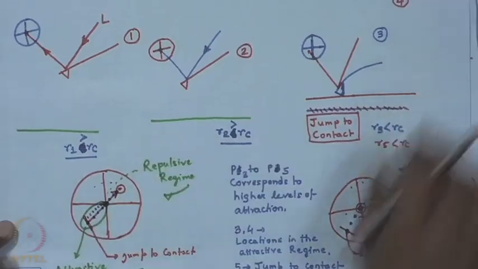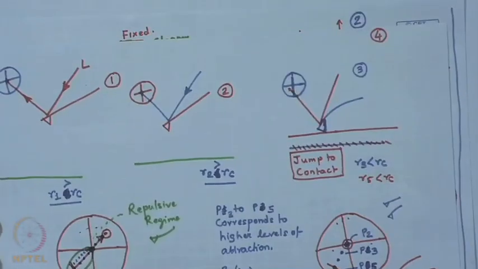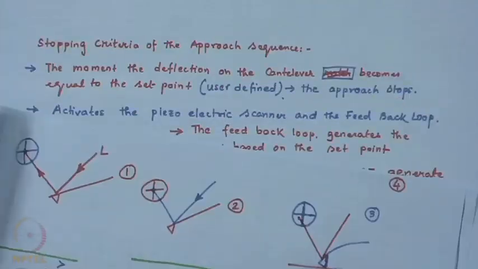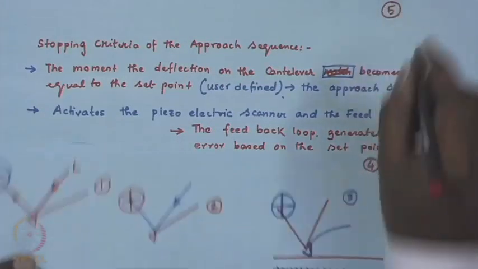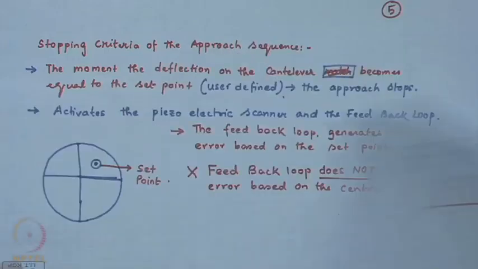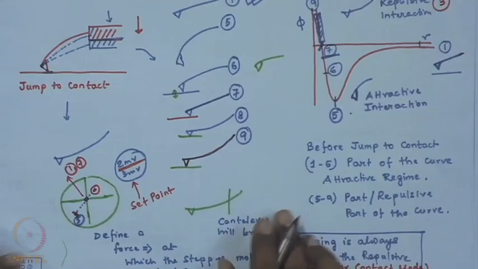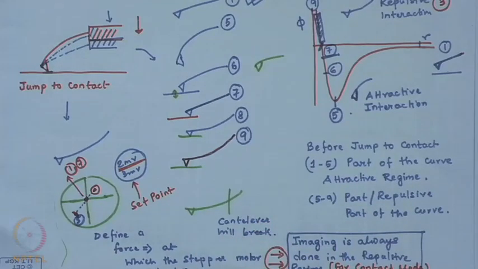It is now ready to scan, and how the AFM scans in contact mode, we will discuss in the subsequent class. Important thing to note is that AFM imaging is always done in the repulsive regime in the contact mode, and why that is the case we will discuss in the next class.